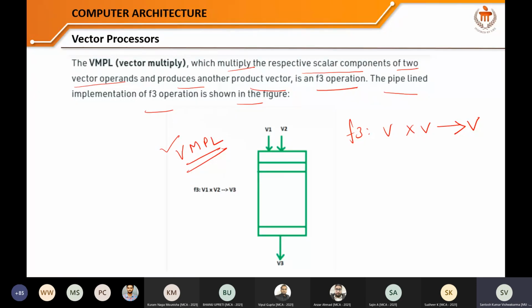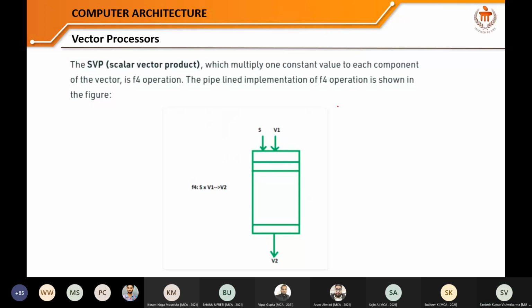So we have done F1, F2, F3. Let us go ahead with the fourth one. The fourth is scalar vector product. All right. So I hope you understood this. There is a scalar number, and you are going to multiply it with the entire V1, which consists of a bunch of numbers, for example I1, I2, I3, I4. So the resultant of this will be V2.